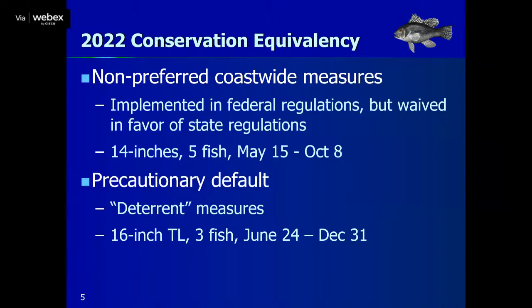As part of this process, the council and board also need to agree to precautionary default measures. These are measures that would be used for any state or region that fails to put forward a proposal that follows the guidelines under the board process. So these are meant to be deterrent measures. They're meant to look really scary to help the process move forward and ensure that the states and regions are following the guidelines. Neither of these measures is intended to actually be used if the decision is to waive the federal waters measures, but they're both needed under the process.